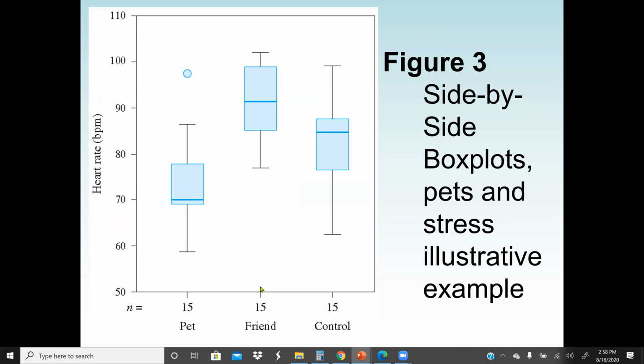Compared to with a friend or control. Control means there's no pet, no friend. So I would say with a pet is better. And then the second best one would be without a pet and without a friend. But with a friend, again, maybe due to friendship, understanding, or some concept, for some reason with friends, the stress went up.